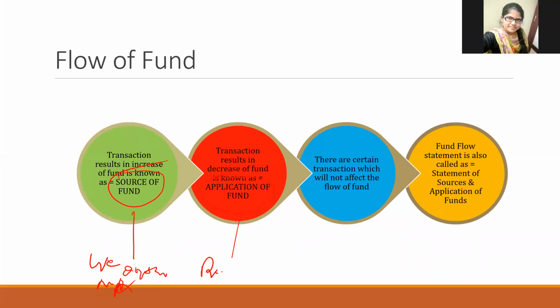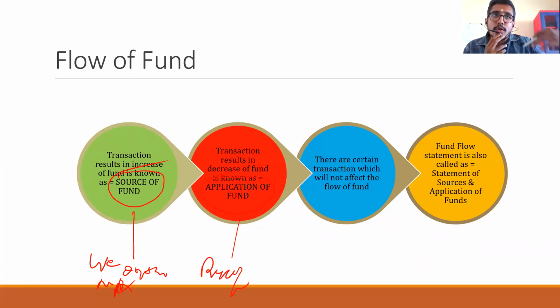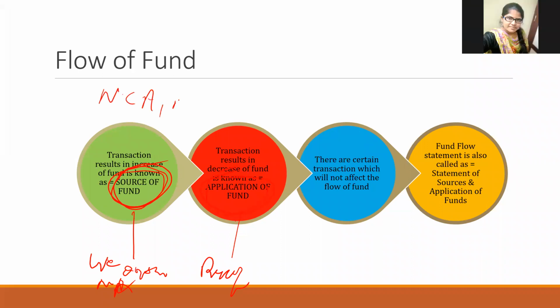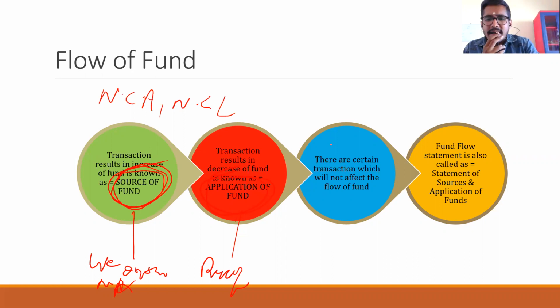Redemption of share. What happens? We should give the money back to the shareholders. That means it reduces the fund. Okay. So these are the two items which you should remember: sources and application of fund, or fund flow statement. We will treat only non-current assets and non-current liabilities. There are certain transactions which will not affect the flow of fund. Fund flow statement is also known as sources and application of fund.